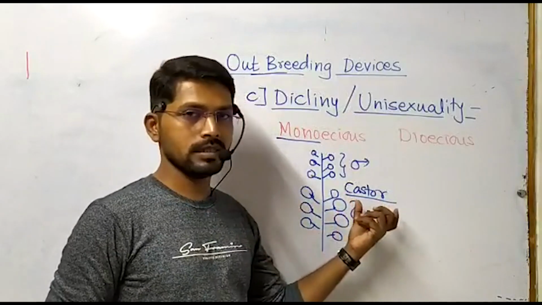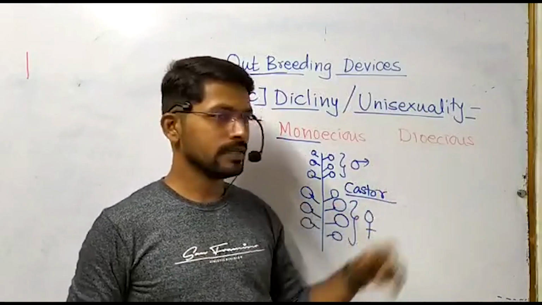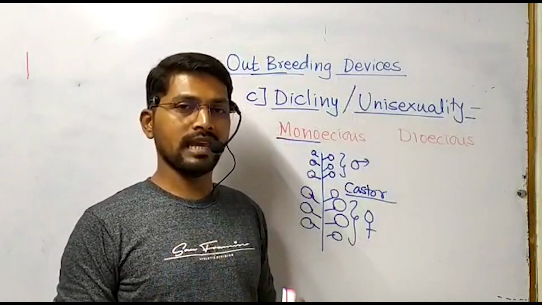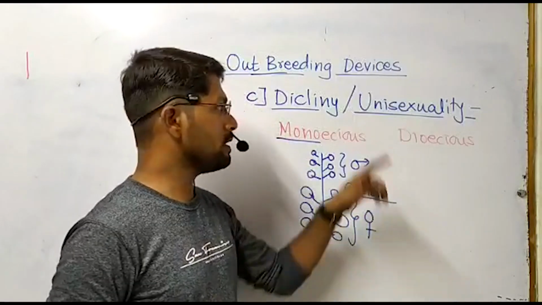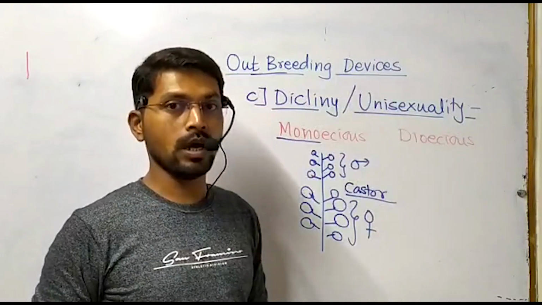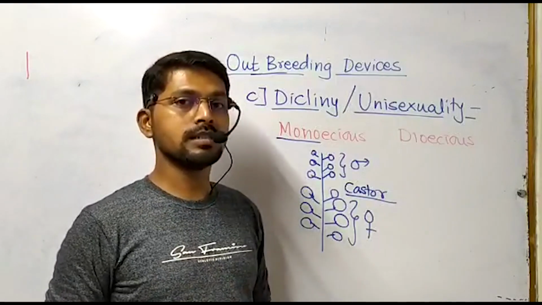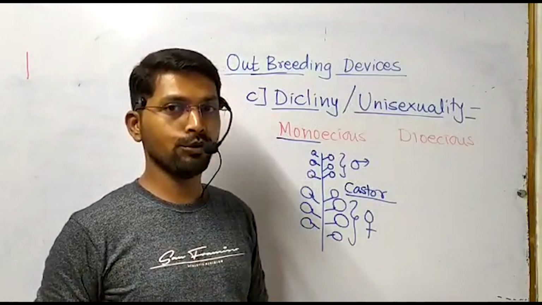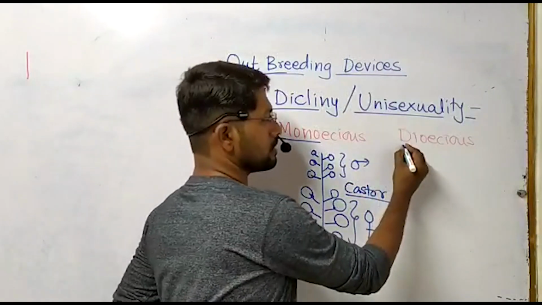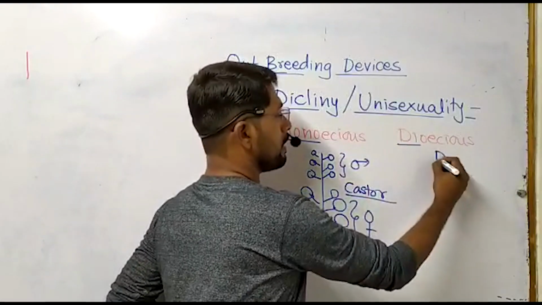The example is castor. The second type of plant we are going to discuss is called dioecious plants. In case of dioecious plants, male and female flowers are separate. It means they are showing unisexuality, or the declining condition is seen there also. But these male and female flowers are born separately on two different plants, and therefore these plants are called dioecious plants. The best example of a dioecious angiospermic plant is papaya.